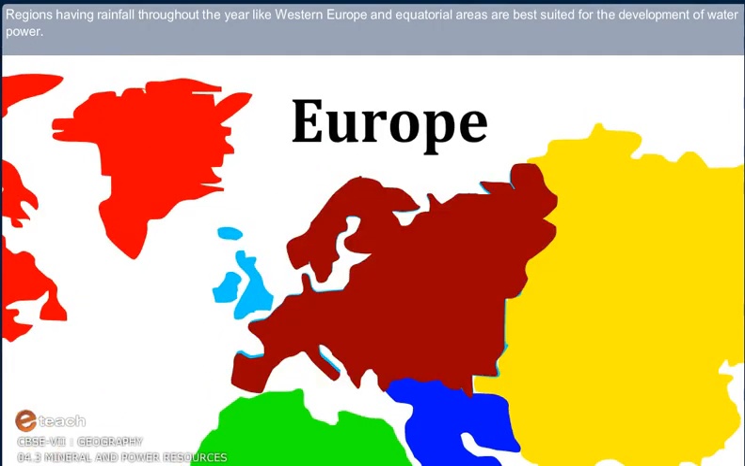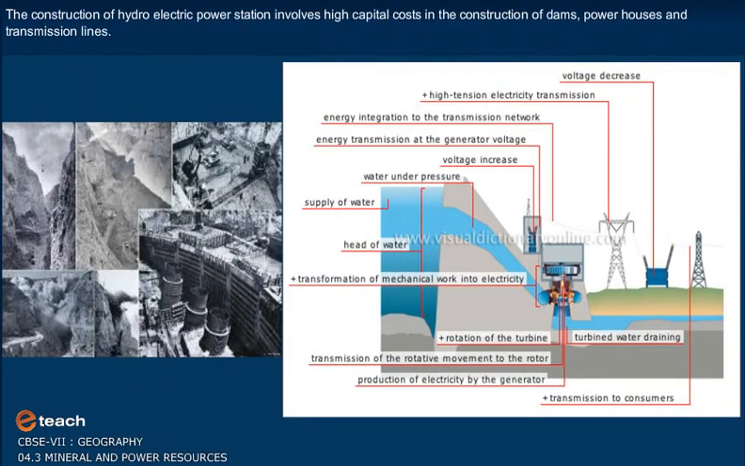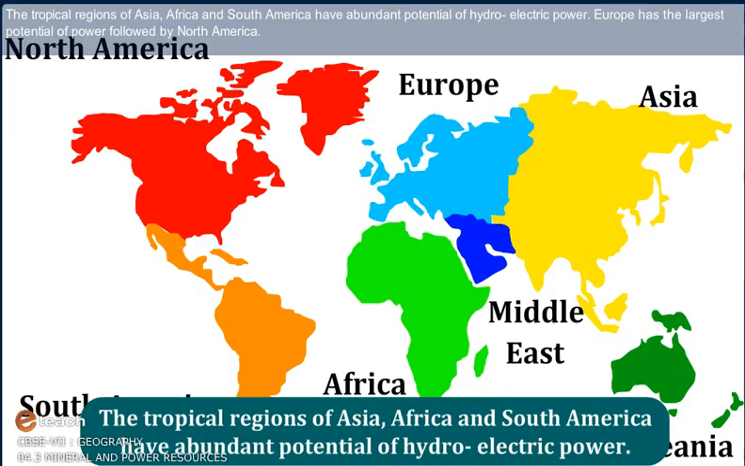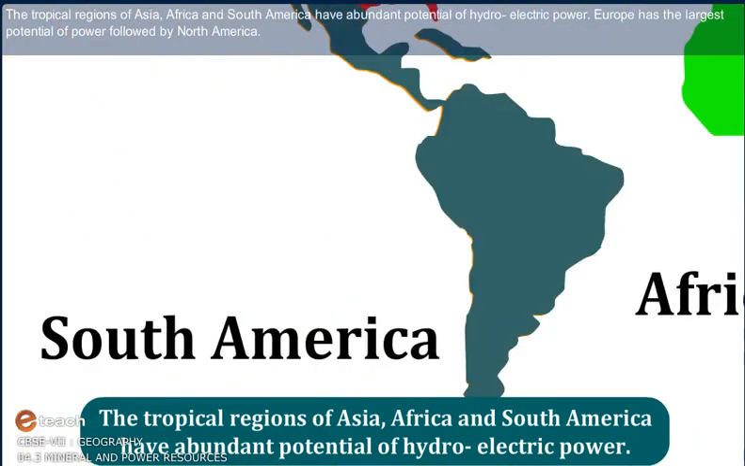Regions having rainfall throughout the year, like Western Europe and equatorial areas, are best suited for the development of water power. The construction of a hydroelectric power station involves high capital costs in the construction of dams, powerhouses, and transmission lines. The tropical regions of Asia, Africa, and South America have abundant potential of hydroelectric power. Europe has the largest potential of power, followed by North America.